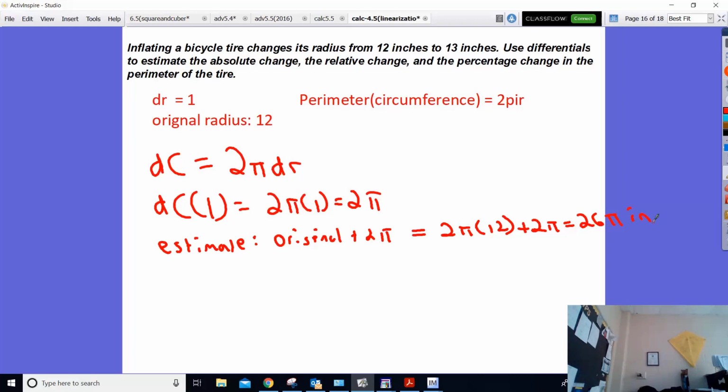What are the other arguments? It's 2 pi r. And then you have the dr. Oh, no. Took the derivative of circumference. So that's what we estimate the tire to actually be. Now we are supposed to estimate the absolute change, relative change, and the percentage change in the perimeter of the tire. So the absolute change is actually 2 pi. We gain 2 pi.